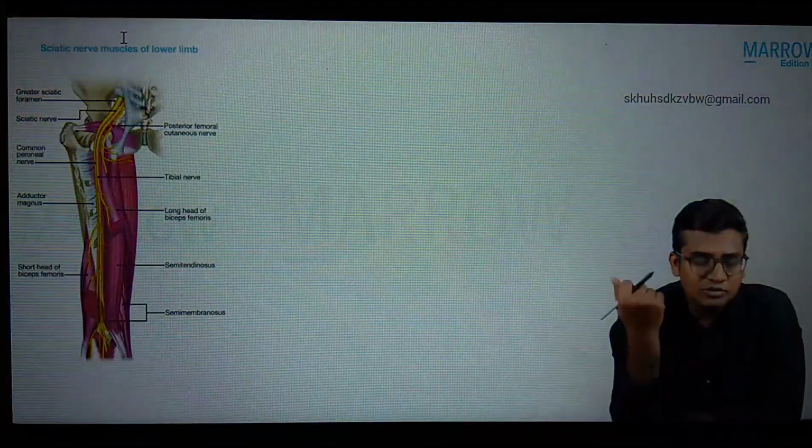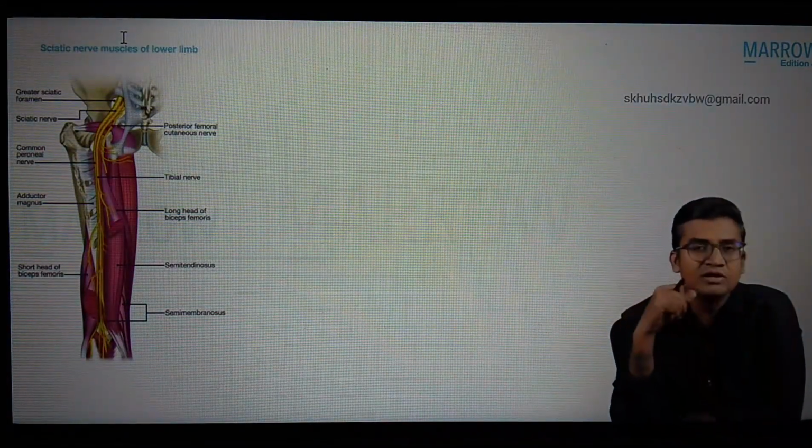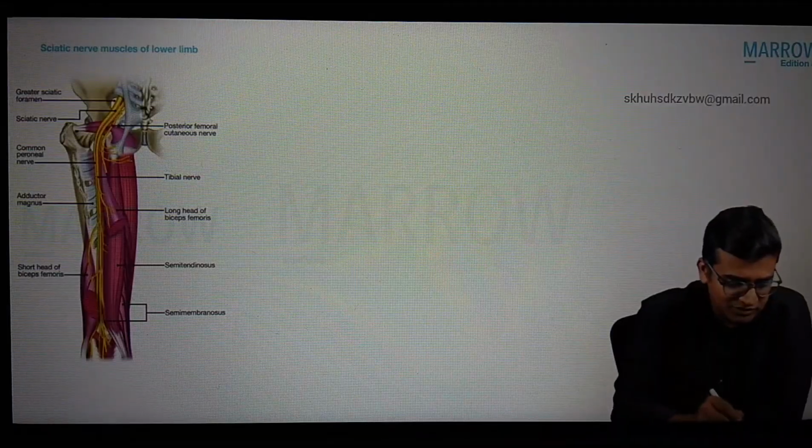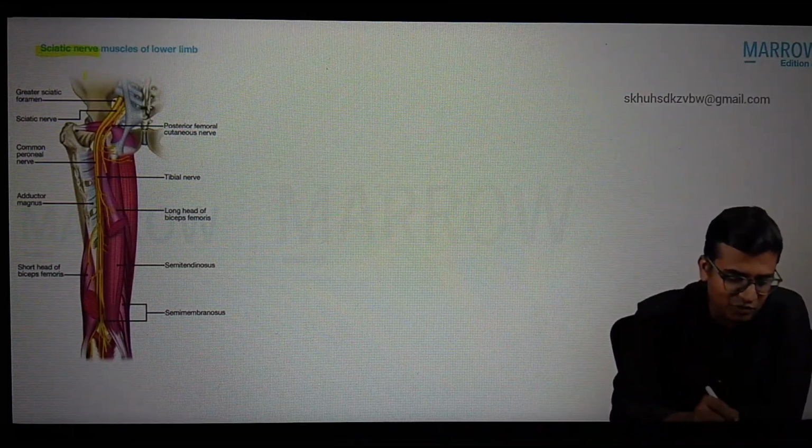So now we're going to see the leg and the ankle joint. Okay. So now we're going to discuss the leg and the ankle joint. So first we start with the leg. For the leg, we have to know some basic points about the sciatic nerve, the sciatic nerve root value.